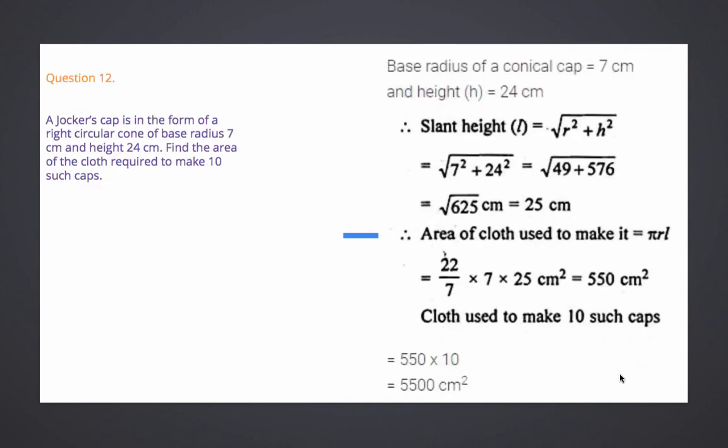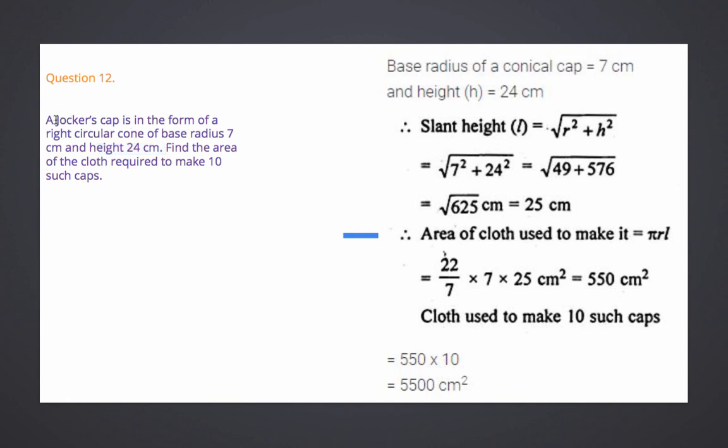So, the last question I am taking is question number 12. The further we'll take in the next class. So, pay attention. Okay, up to 13th you have to complete the work. Question number 12 says, a joker's cap is in the form of a right circular cone with base radius 7 and height 24 centimeter. Check it, students. Base radius r is 7 and the height is 24 centimeters. Find the area of the cloth required to make 10 such caps.